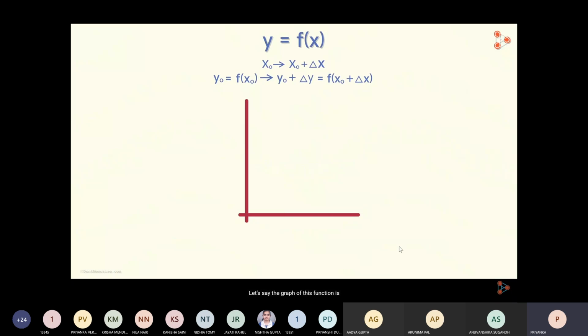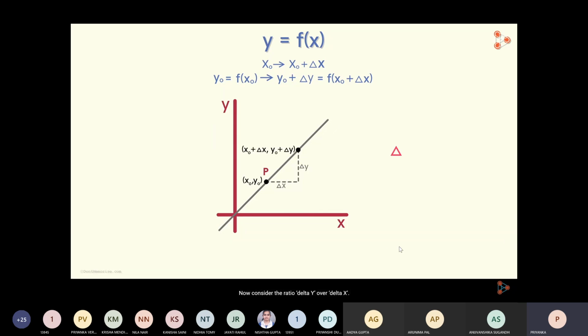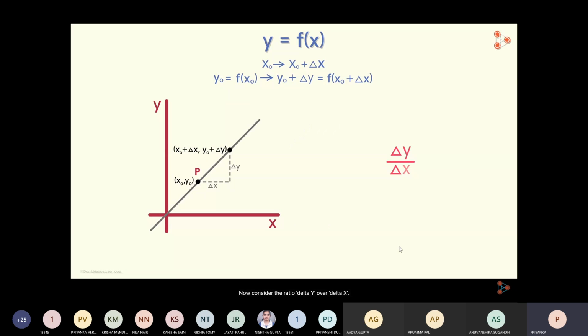Let's say the graph of this function is a straight line like this. x0, y0 is this point, and when the value of x changes by delta x, we reach this point. Now consider the ratio delta y over delta x. We saw earlier that for a straight line, this ratio is the measure of its steepness. So, the rate of change in y with respect to x is equal to the slope of this line.